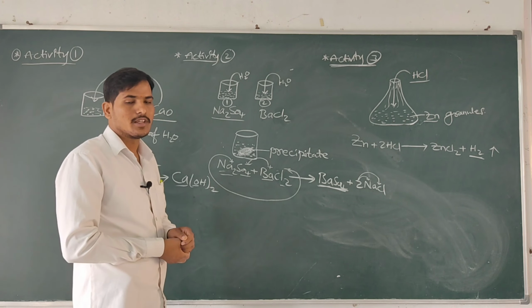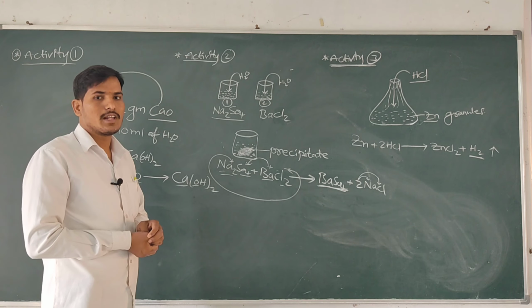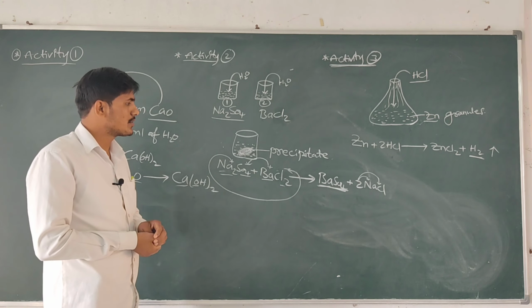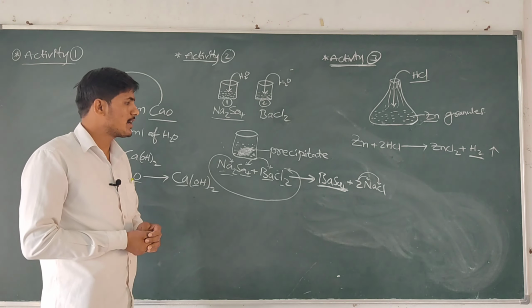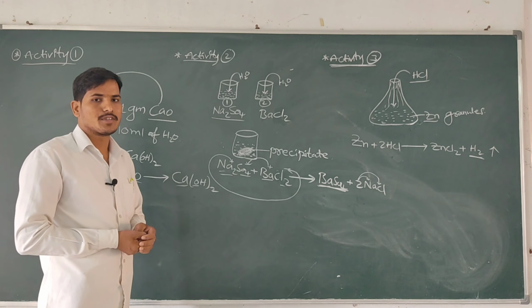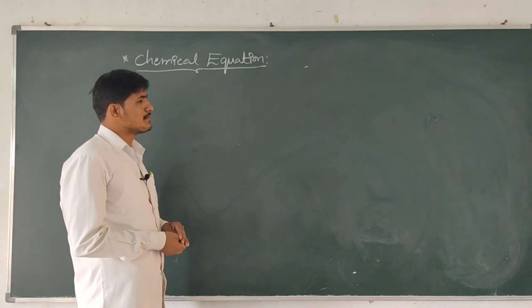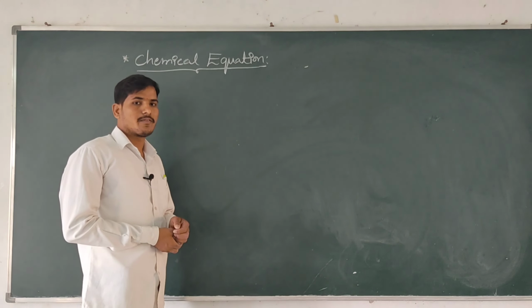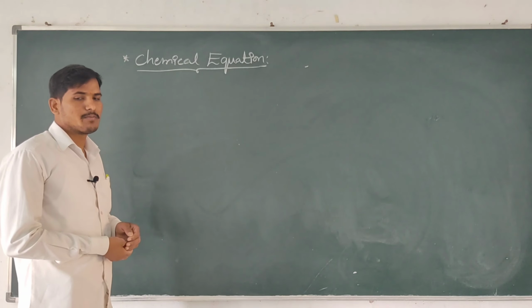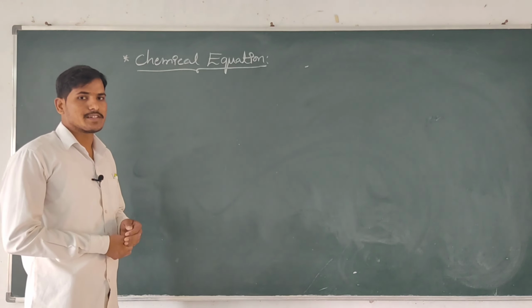Exothermic reaction means when heat energy is evolved or liberated, it is called an exothermic reaction. When heat energy is absorbed in a chemical reaction, it is called an endothermic reaction. Next, chemical equation. What is meant by chemical equation? The symbolic representation of a chemical reaction by using symbols or formulas is called a chemical equation.